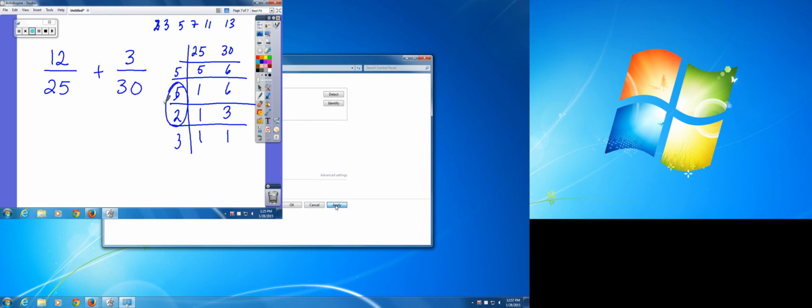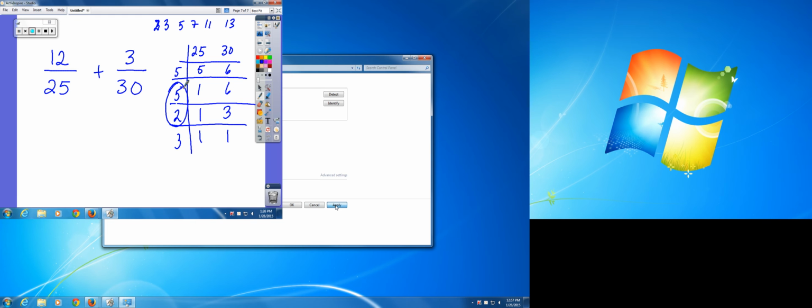Why am I going to multiply those two first? Why am I going to multiply 2 times 5 first? Why didn't I multiply 3 times 5 first? Because anybody can multiply by 10. 20 times 10 is 200. 30 times 10 is 300. 2 times 10 is 20. Anybody can multiply by 10. So anytime you can pull out a factor of 10, pull it out.